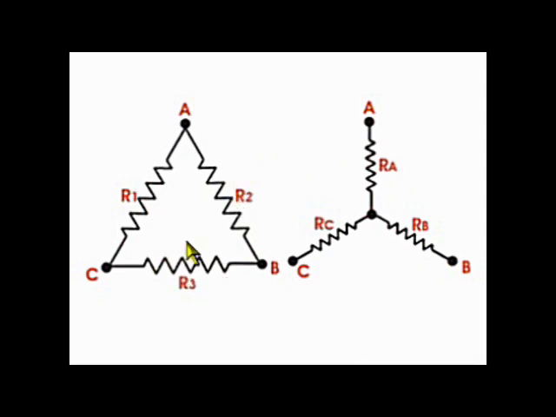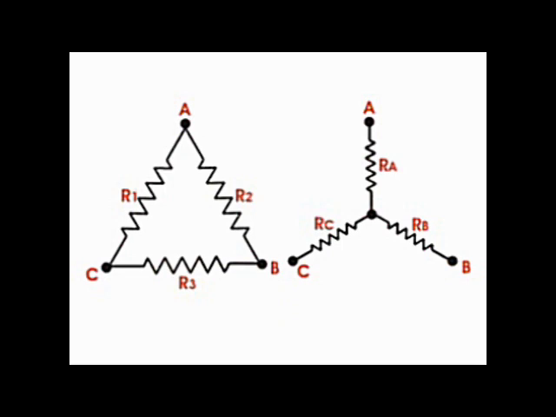Let arm of resistance Ra of the equivalent star is connected with point A, arm of resistance Rb of the equivalent star is connected with point B, and arm of resistance Rc is connected with point C. Now think about the resistance value of the delta across points B and C.